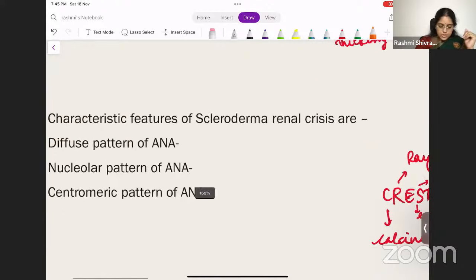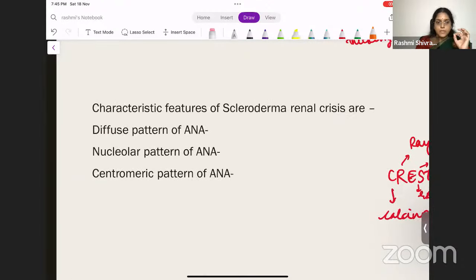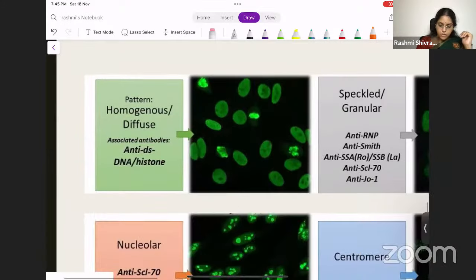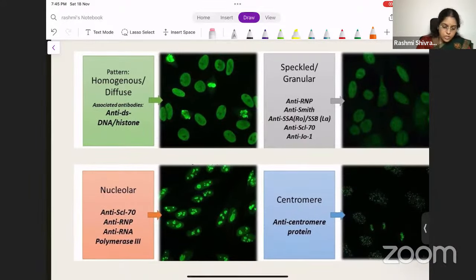Okay, so once again, just to revise, what are the ANA patterns? Diffuse pattern, nucleolar pattern, centromeric pattern, all these things we have discussed. Let's just revise that once. What are the patterns? If it is homogeneous or diffuse, what are the associated antibodies? It is anti-dsDNA or anti-histone antibodies. Anti-histone antibodies are seen in drug-induced lupus, right? Anti-dsDNA is seen in SLE, right? Speckled or granular appearance: anti-RNP antibody, anti-Smith antibody, anti-SSA or anti-SSB antibody, anti-SCL70, like I told you, scleroderma, and anti-JO1 antibodies. All these have a speckled or granular appearance.